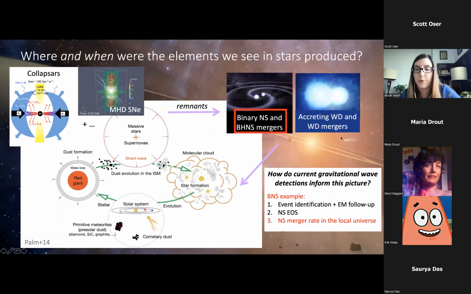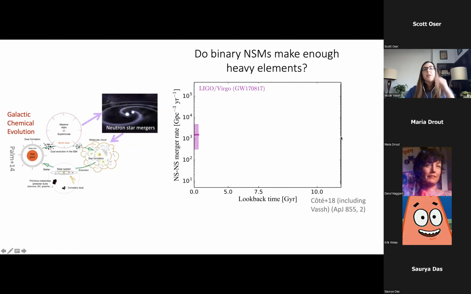Sure. Neutron star merger rate in the local universe. So what we did as well after GW170817 and the first wave of papers was to take a look at, okay, we now have a merger rate from GW170817, but is this enough to make the heaviest of elements?